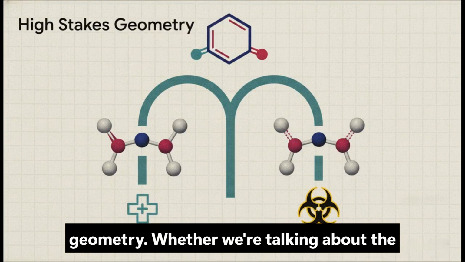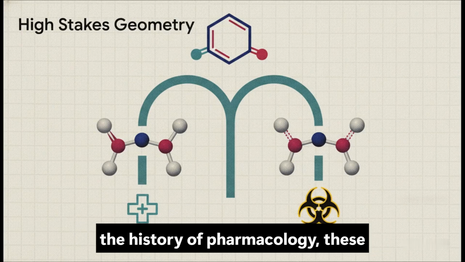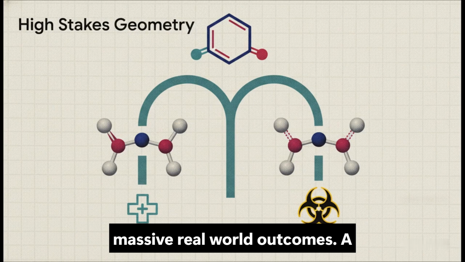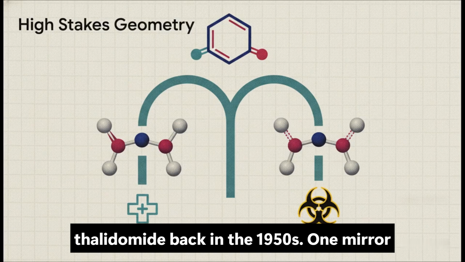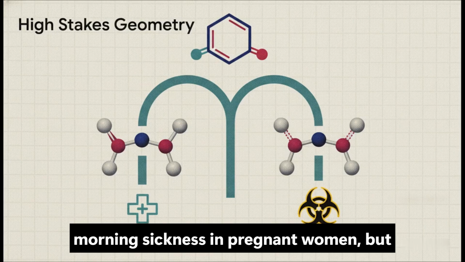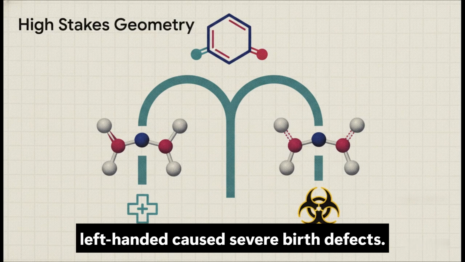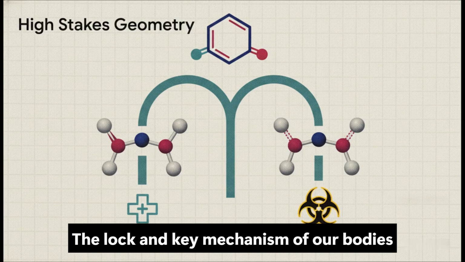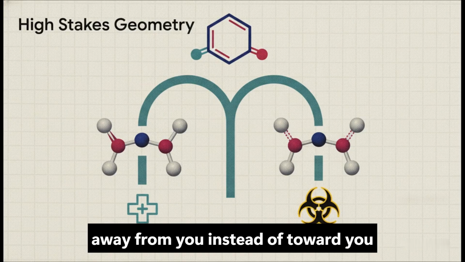Whether we're talking about the strict, right-handed spiral of your DNA or the history of pharmacology, these microscopic spatial differences yield massive real-world outcomes. A heartbreaking example of this is the drug thalidomide back in the 1950s. One mirror image of the molecule effectively treated morning sickness in pregnant women, but the other mirror image enantiomer, the exact same atoms just arranged left-handed, caused severe birth defects. The lock and key mechanism of our bodies is so precise that a single bond pointing away from you instead of toward you changes absolutely everything.